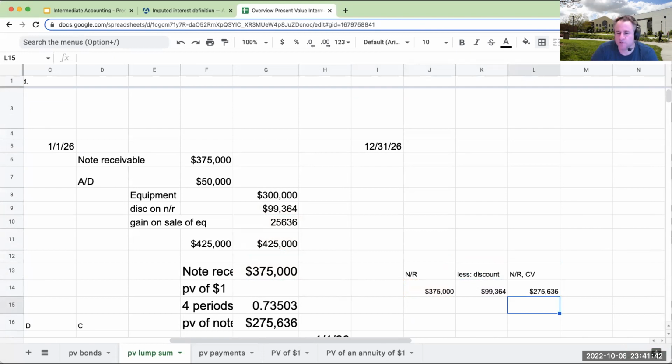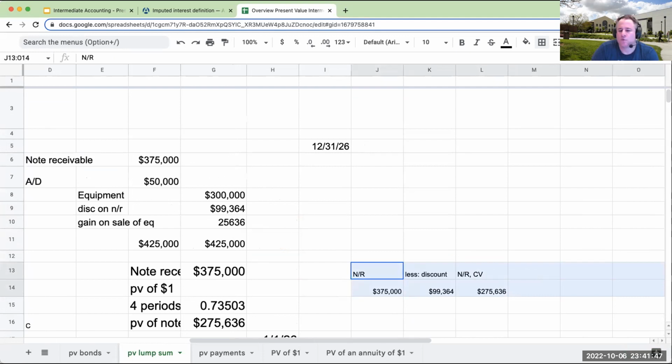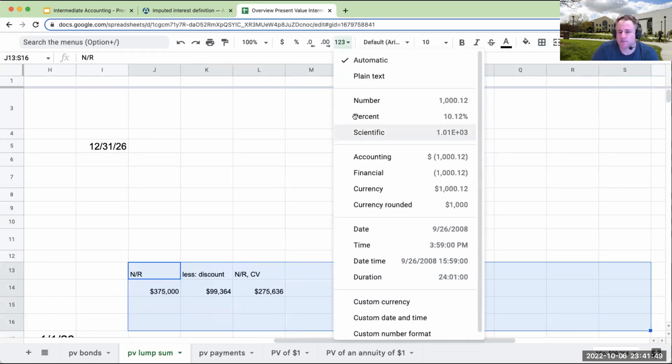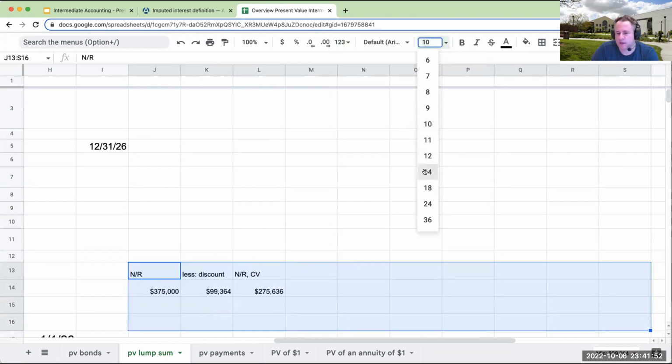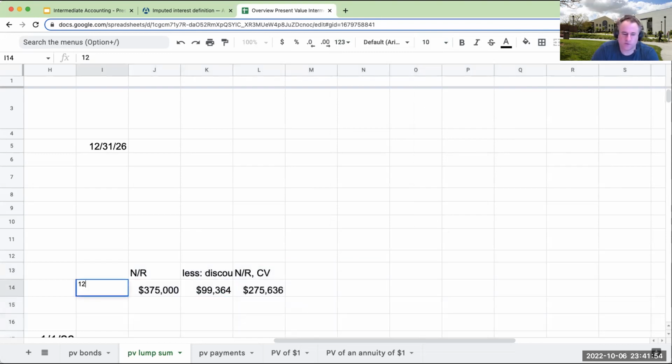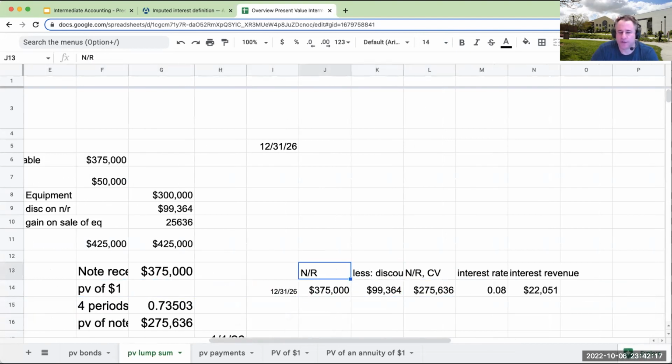This is going to give me my notes receivable carrying value. Right over here, it's going to be 275,636. What I'm going to do is take that amount on 12/31/26 and multiply it by my interest rate. My interest rate is 8%. So my interest revenue is going to be 275,636 times 8%, or 22,051.